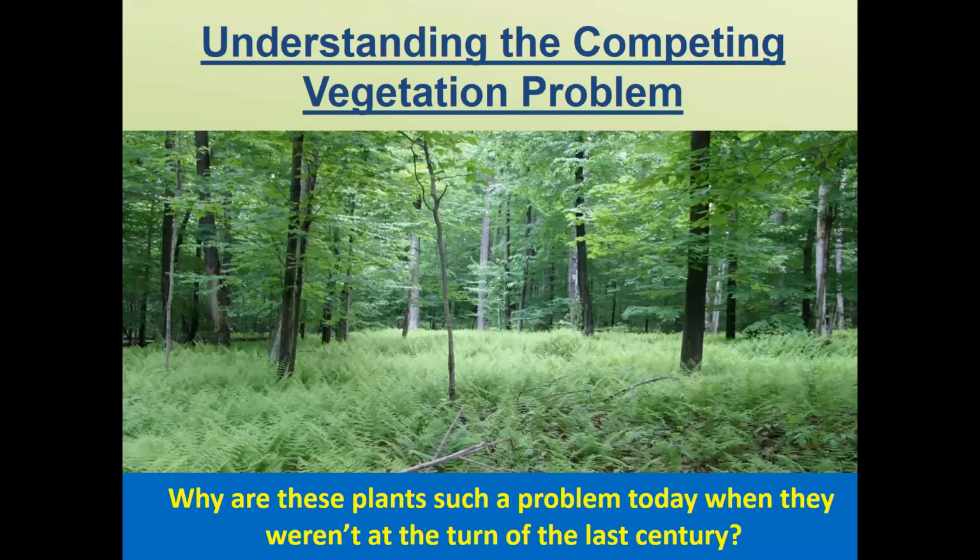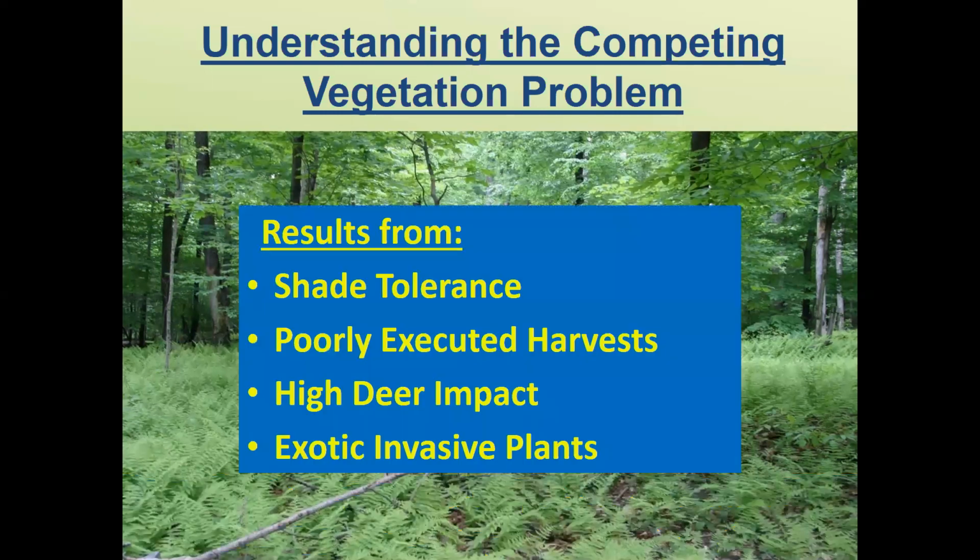So a few things that I like to talk about here briefly, and we'll have a slide for each one of these, but it really results from what I talk about as these four points: shade tolerance, poorly executed harvests, high deer impact, and exotic invasive plants. So let's touch upon each one of these.